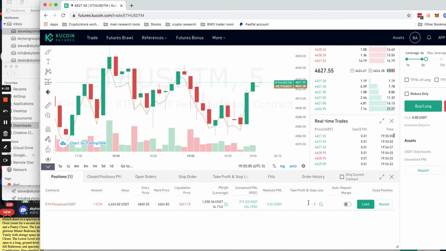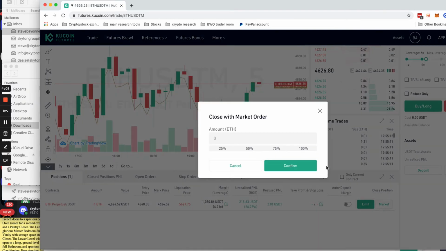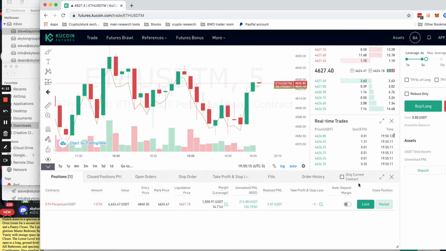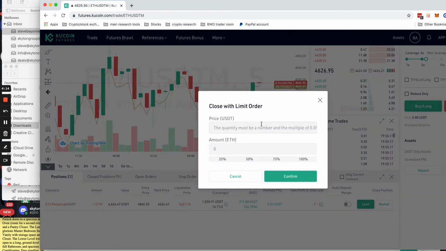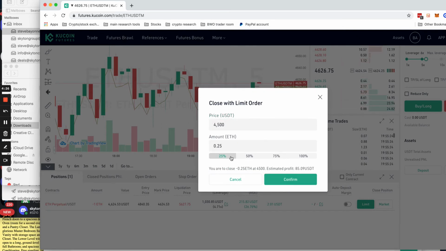Now the next thing you can do, and this is one of my favorite things to do, is I'll come to a market close position. This is how you can close it out fully. And market means it's just going to close it out at the current market price. If you wanted to do a limit, you would have to put the amount that you want it for. So again, if I think that ETH is going to go down, it's at 46, I can do a limit close at 45, and then I can choose a percentage.